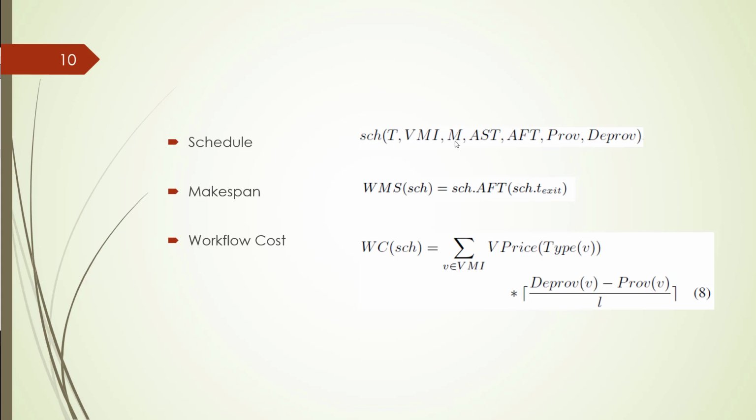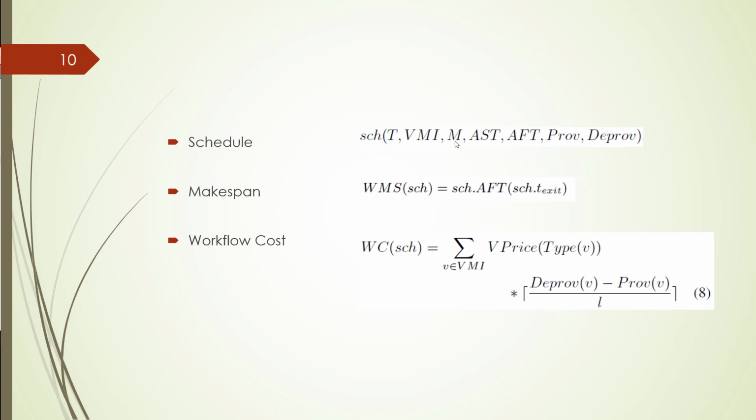The total execution time and monetary cost of the schedule SCH are defined by workflow makespan and workflow cost respectively. So what is a workflow makespan? We call it WMS. Suppose that we are given a workflow schedule SCH. The makespan of workflow SCH, we can define it like this: the SCH of the actual finish time of the SCH times T of exit.